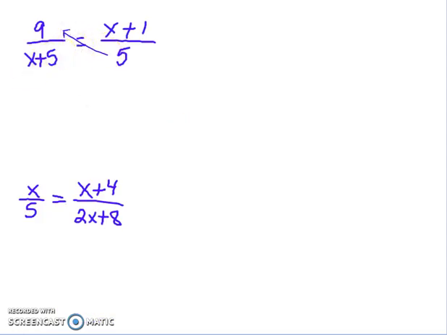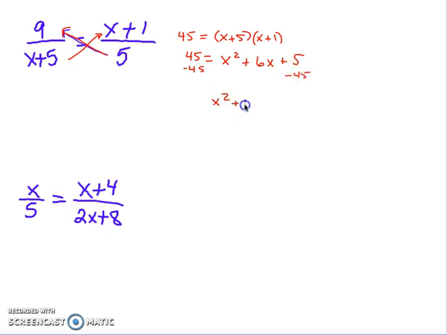Same thing on this next one. We're going to again cross multiply. So 9 times 5 would be 45, and we're going to set that equal to this side when we cross multiply. So we get our x plus 5 times x plus 1. So when we solve for that, we'd have 45 equals x squared plus 5x plus 1x would give you 6x, plus 5 times 1 would be 5. And then again, we want to get this 45 over to this side so we can set this equal to 0. So I'm going to say minus 45 minus 45. And now we have x squared plus 6x minus 40 equals 0.